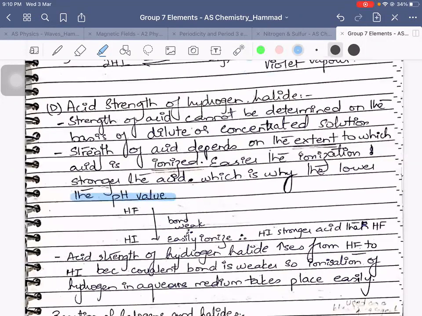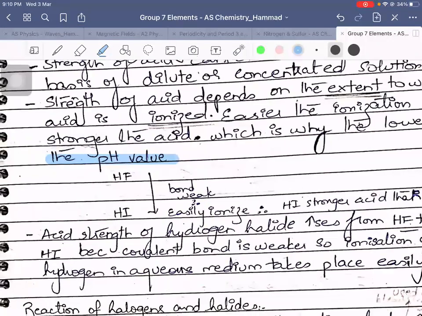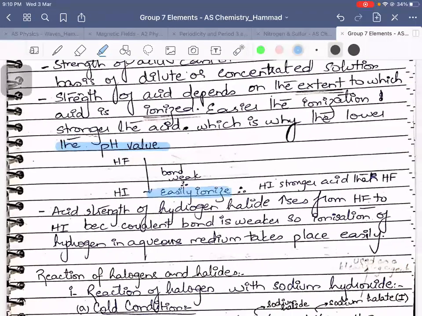As you move from HF to HI, the bond becomes weaker, right? HI will easily ionize, therefore HI is a stronger acid than HF. Acid strength of hydrogen halide increases from HF to HI because covalent bond is weaker as you move down the group. So ionization in aqueous medium takes place easily.